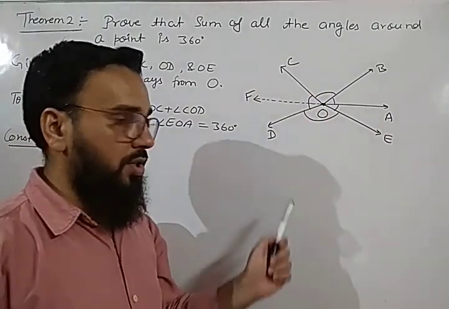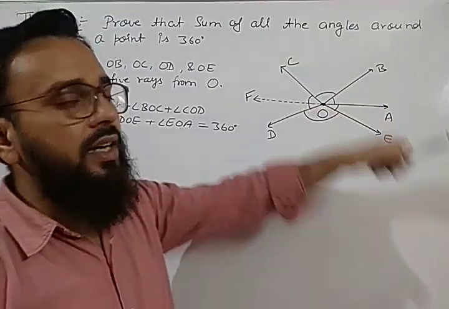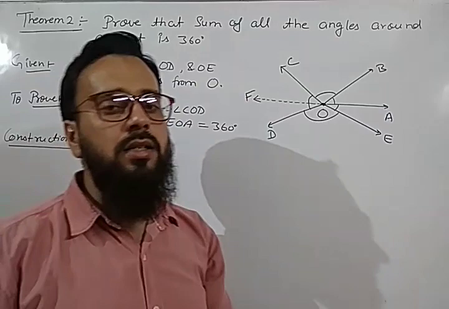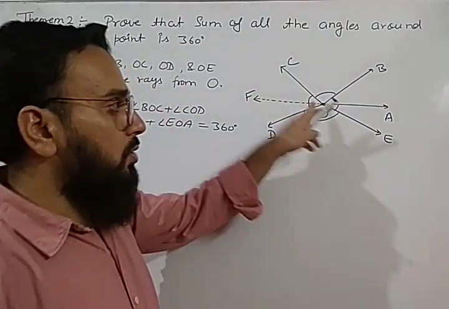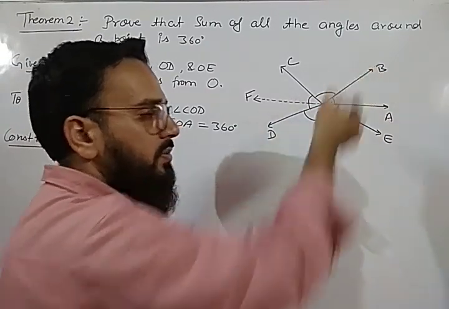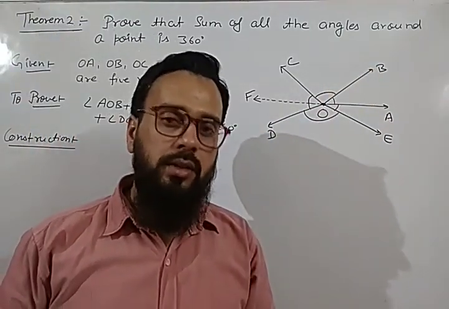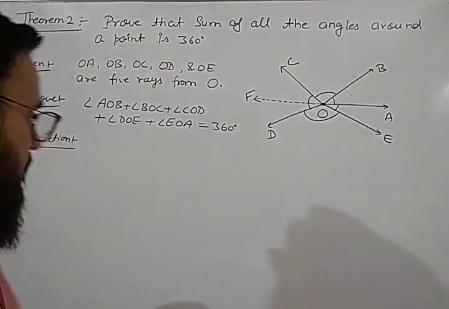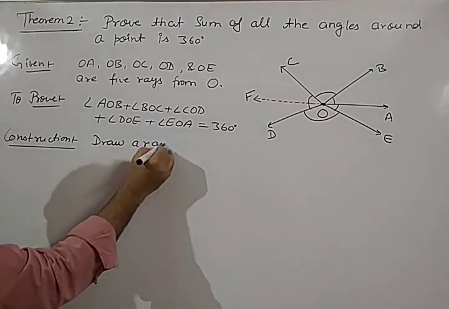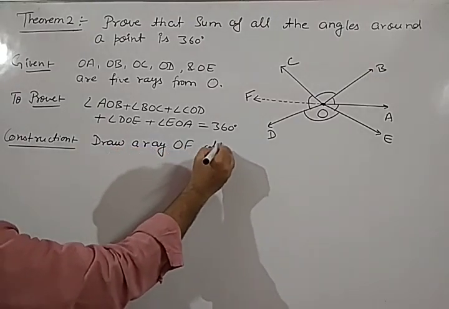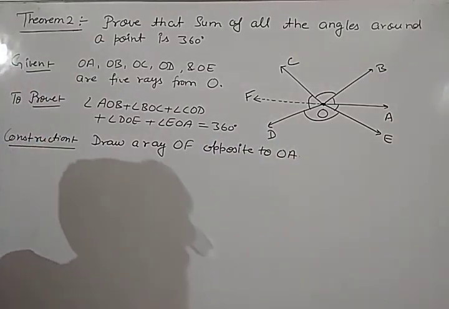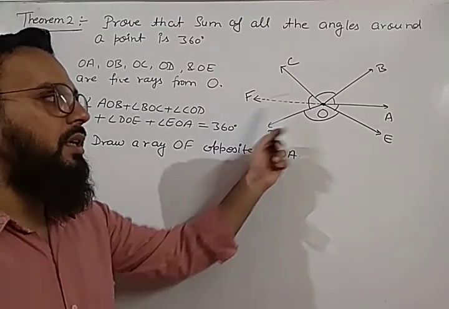Okay, we are doing this construction because we have to prove the sum of these angles is 360, and we know that for 2 opposite rays the sum of adjacent angles is 180. So if we draw an opposite ray, then the sum of these 3 angles will be 180, and the total angle sum will be 360. So in this way we can prove it. So first we are doing the construction. Draw a ray OF opposite to OA. Okay, this is our construction. We have drawn a ray OF opposite to OA.